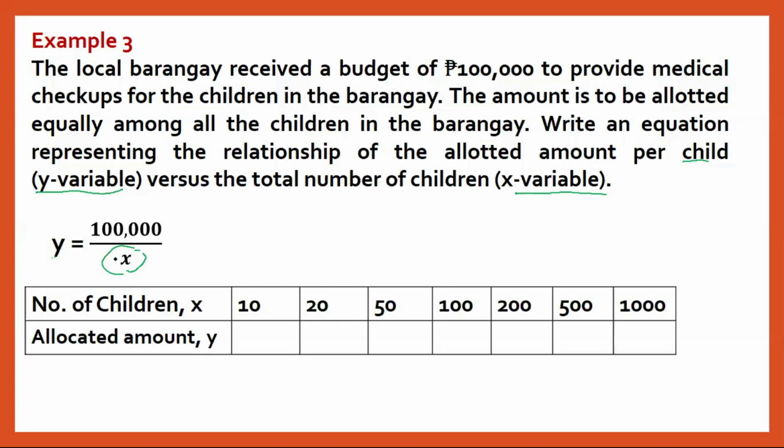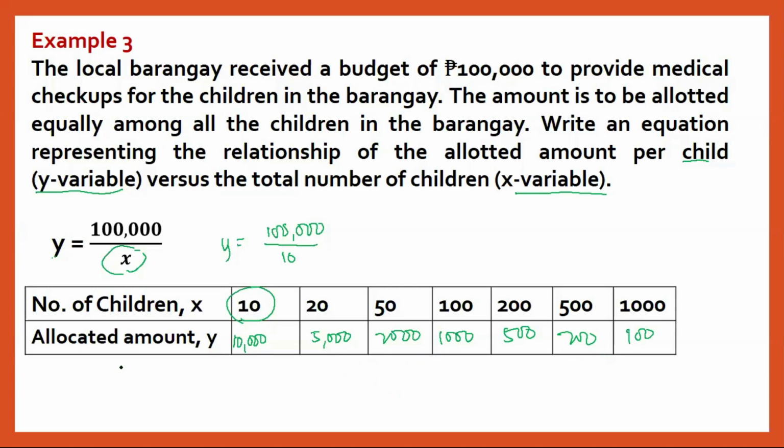Sige, let's continue constructing the table of values. Assign values for x. In this case, we have 10, 20, 50, 100, 200, 500, and 1,000. Kahit ano naman yung values dito. Okay? Now, let's complete the table para ma-verify natin kung ano ba yung relationship ng dalawang variables. Let's have this one. Y is equal to 100,000 over 10. So, if x is 10, the allotted amount per child is 10,000 pesos. Same procedure, we get all of these values.